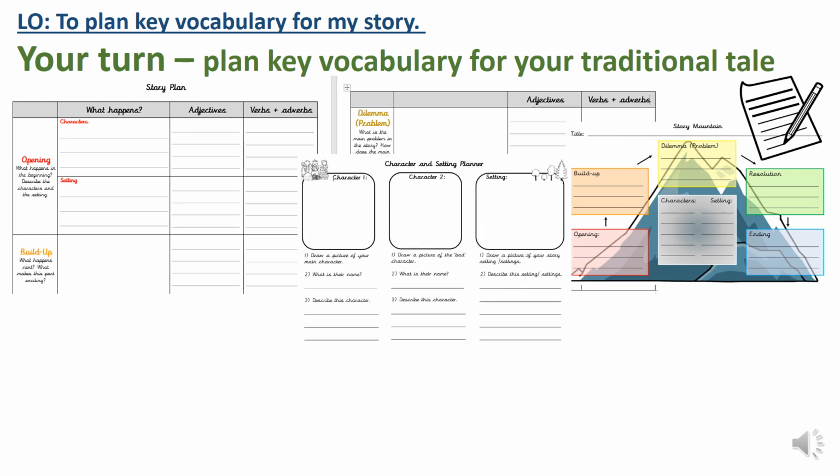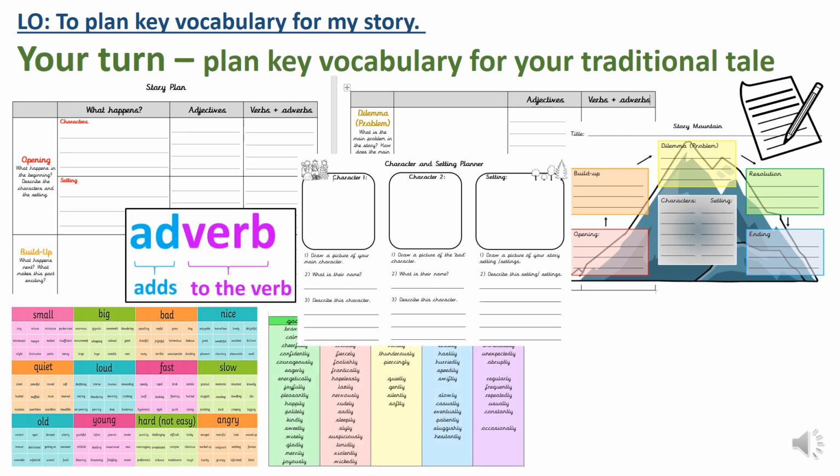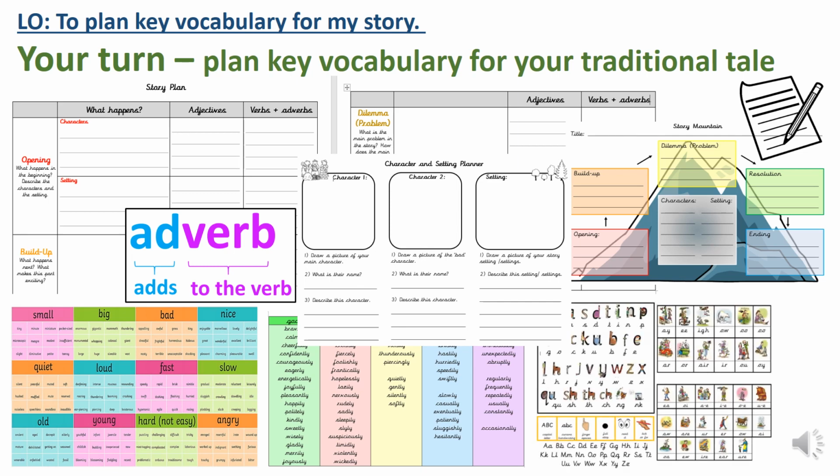If you use your character and setting planner, you could use that as well to help you because you've already described the character and the setting. There is an adjective word mat. This one's got lots of different synonyms for different words on it for you to use different vocabulary. We've also got the adverb word mat. So these are all your ly adverbs that you can use to describe how the verbs are being done. And we've got your spelling word mat. So this is using the sounds to help you spell your words with your phonics.